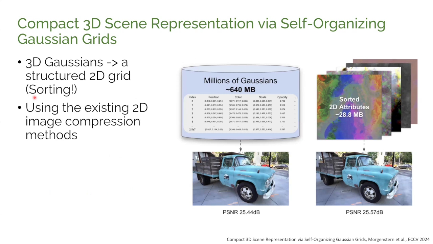I think I have maybe 5 more minutes, and this is the last paper, which is called Self-Organizing Gaussian Grid, in short, SOG. When I talk to some people who are working on standards, I think this is a technique they would really love. The reason is that they use the existing 2D image compression codec.